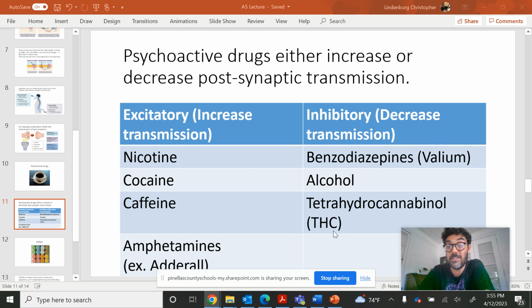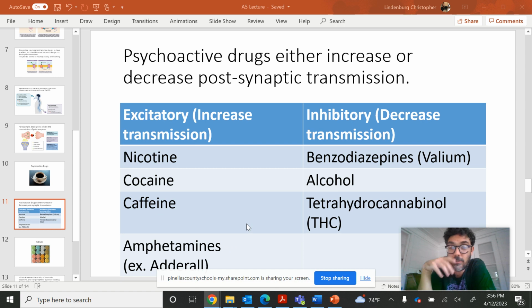So think of somebody with THC, the stuff that's found in marijuana. You can kind of guess you're shutting down some of their neurotransmission. You've got alcohol, same idea. Valium is a sedative. On the other side, some popular excitatory psychoactive drugs include caffeine, cocaine, nicotine, and amphetamines.